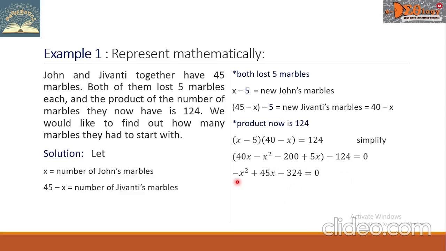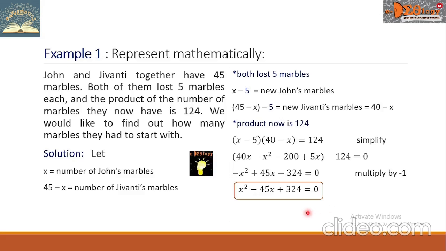We can make this negative sign of x squared positive. Let's multiply this equation by negative 1. So we have now x squared minus 45x plus 324 equals 0. This is now our answer.